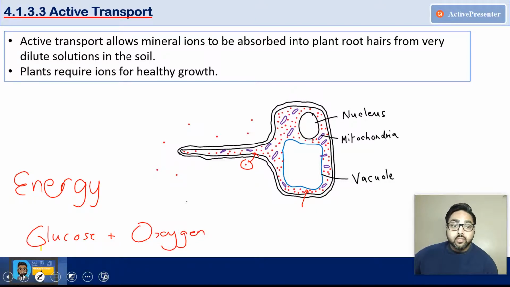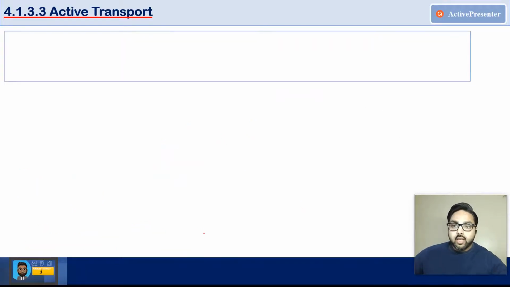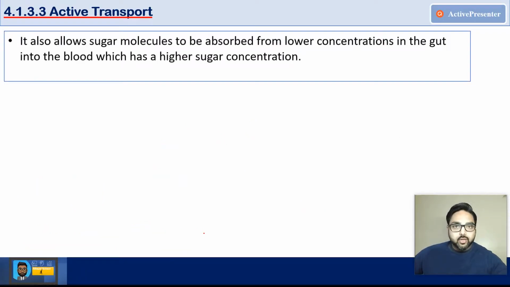Yeah? So that's an example from plants. So let's have a look at an example from animals. You might be surprised by this because it's one of the things that you don't really think about, but sugar molecules actually get absorbed from your small intestine into your blood via active transport, and sugar molecules are used for respiration.